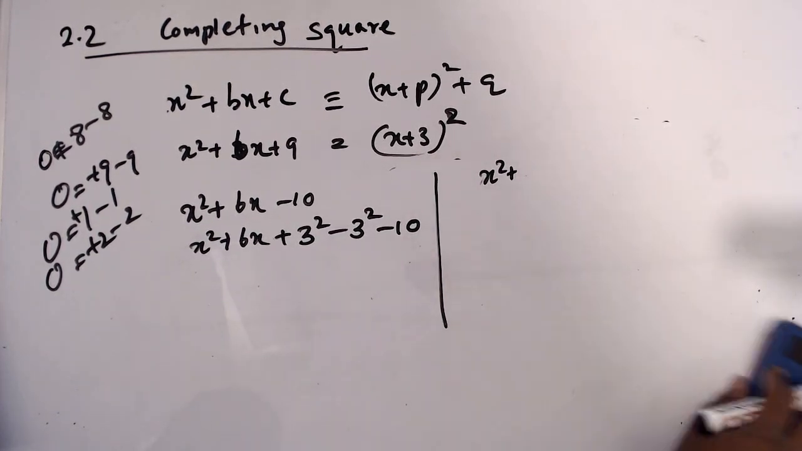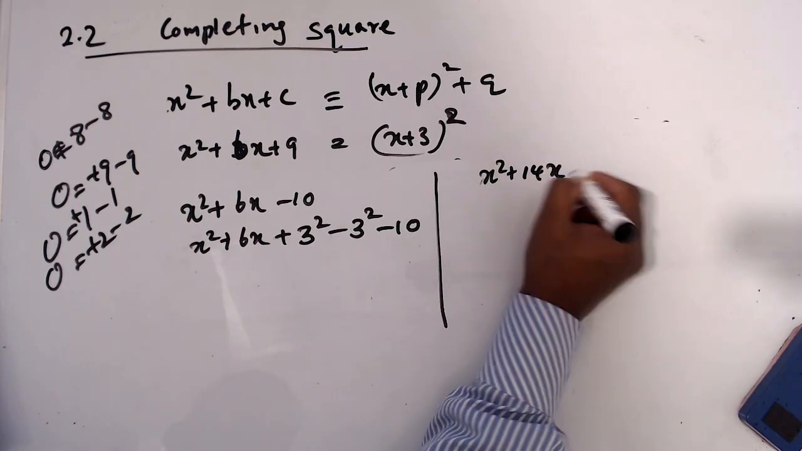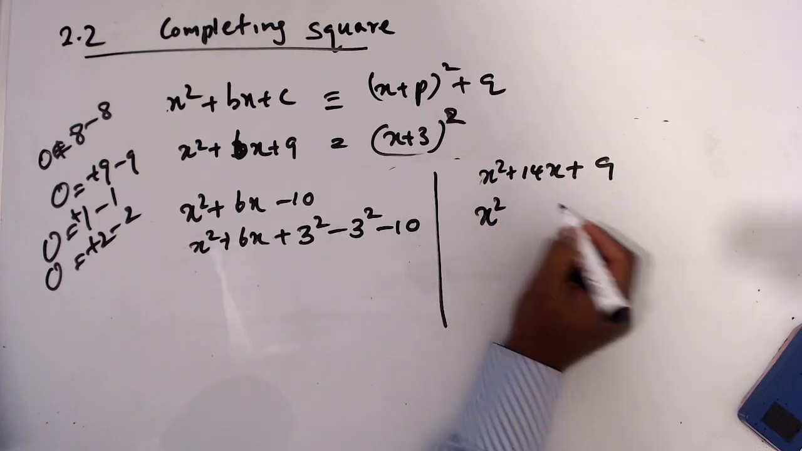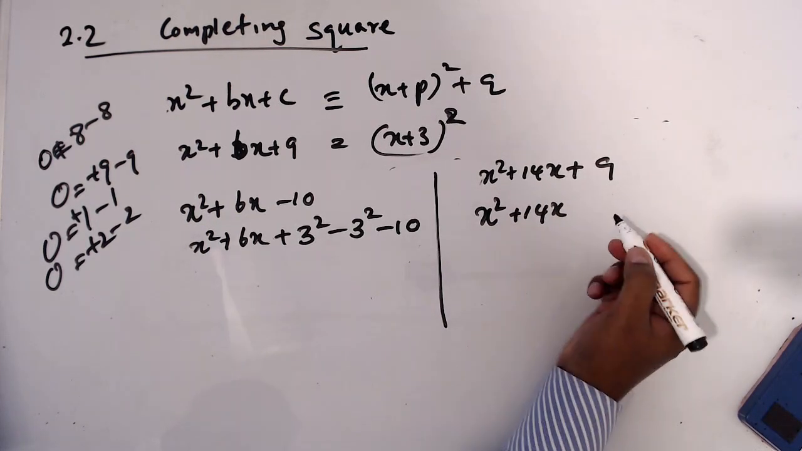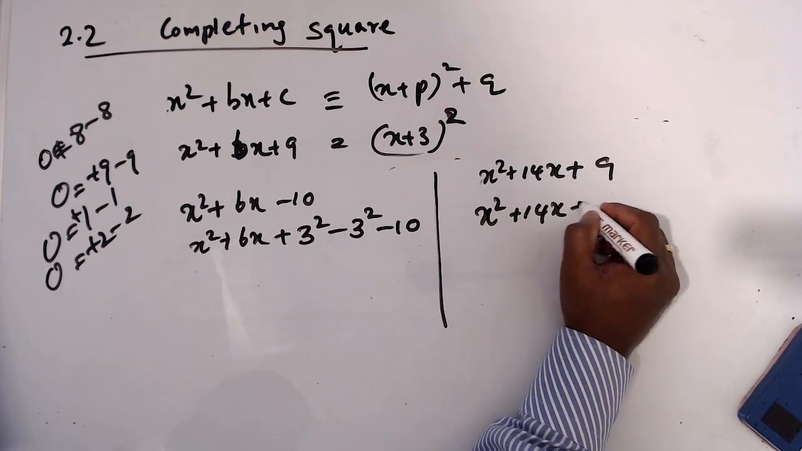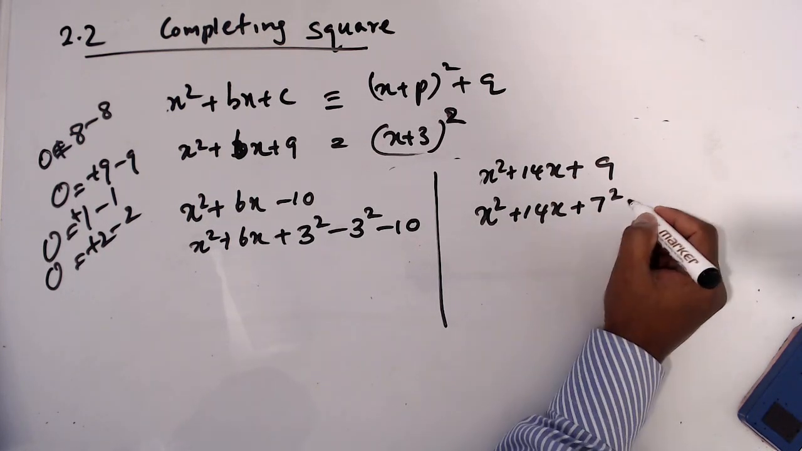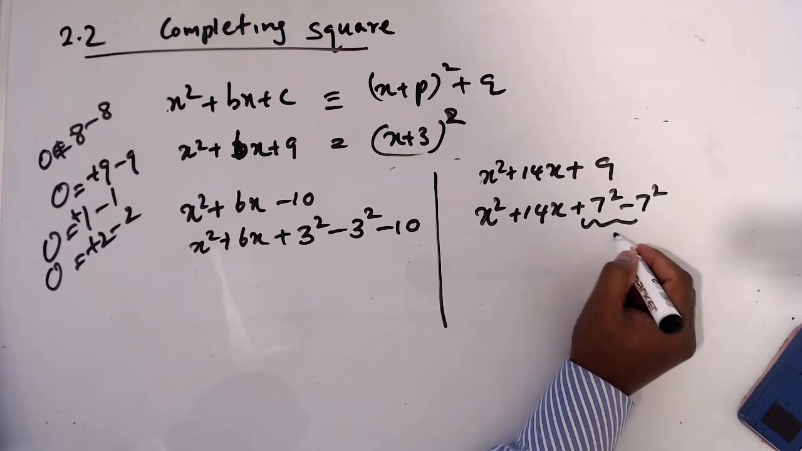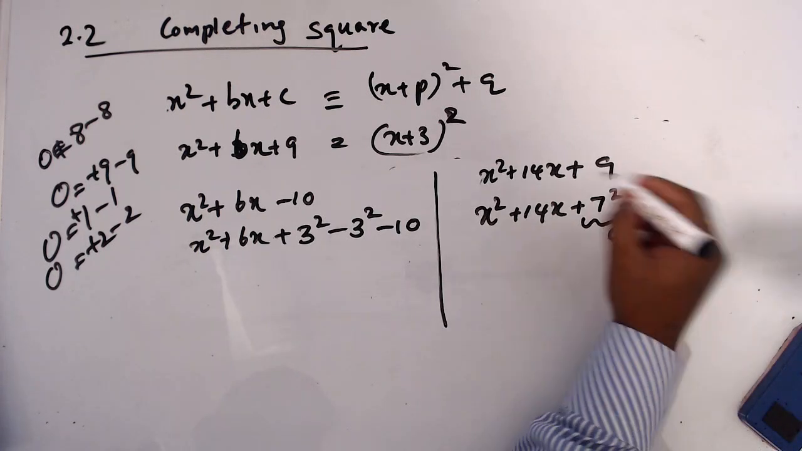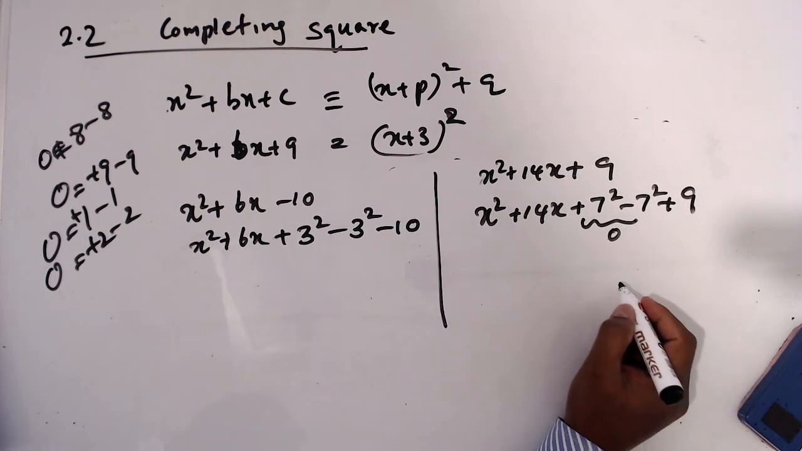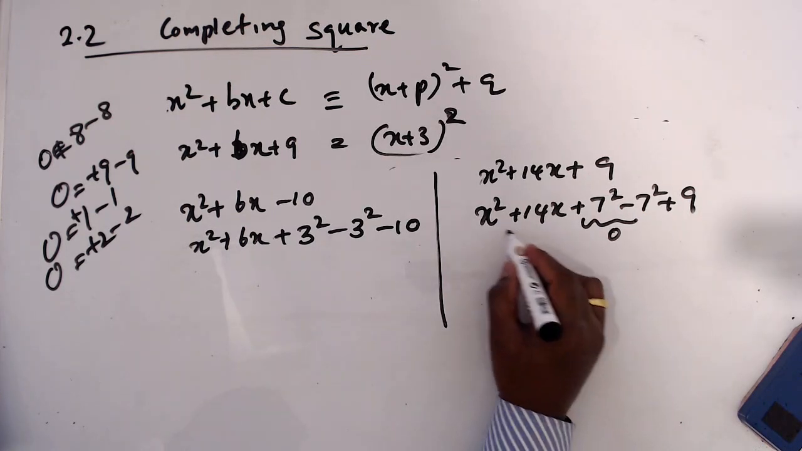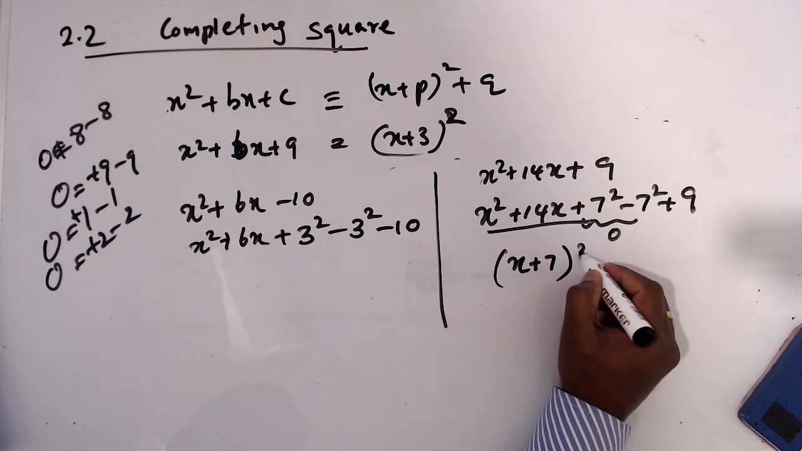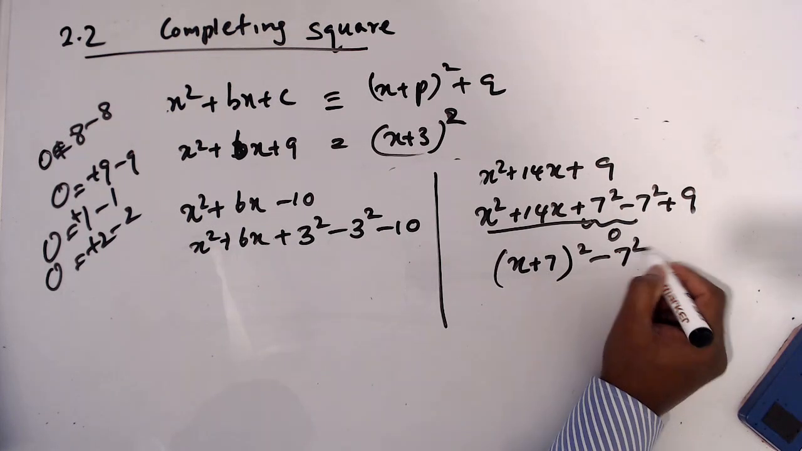Another example we'll discuss: x square plus 14x plus 9. Then x square, 14x, and what is half of 14? 7. I add 7 square, then I minus 7 square, so I didn't do anything. This addition is 0, and plus 9. Now I can write these three as x plus 7 square minus 7 square plus 9.